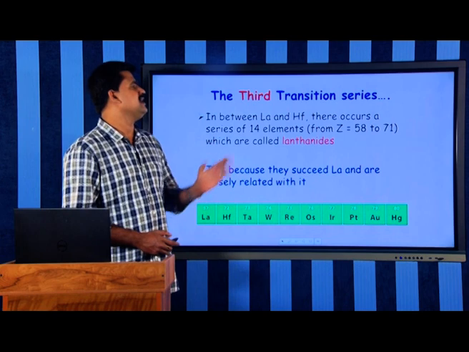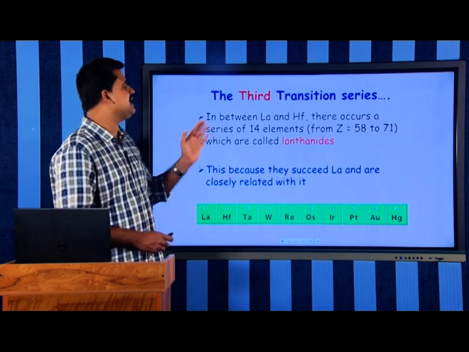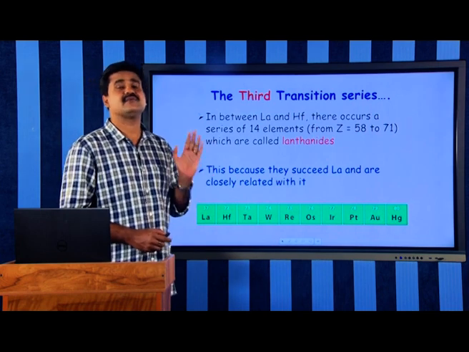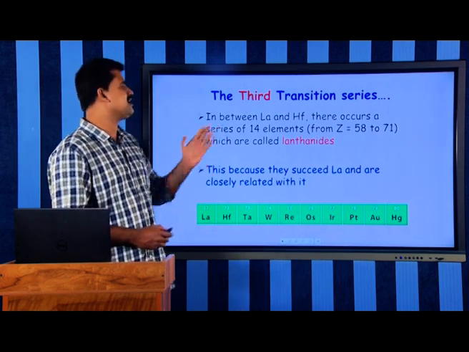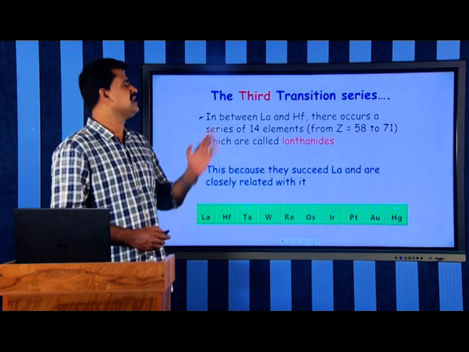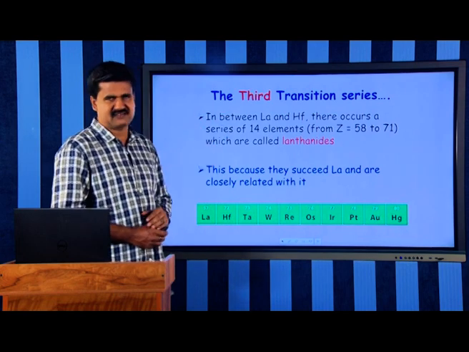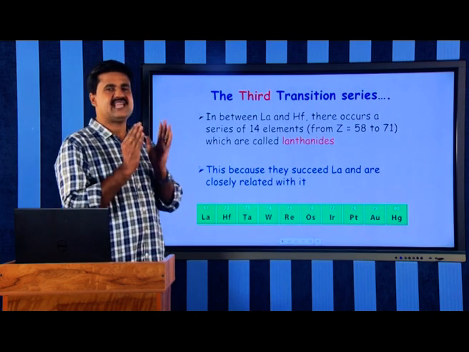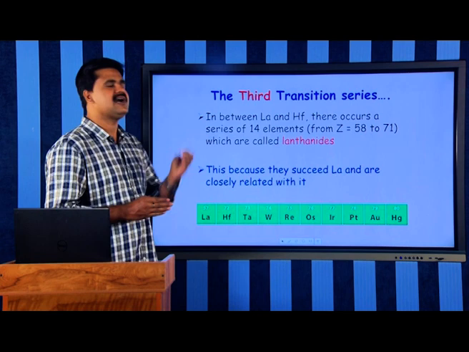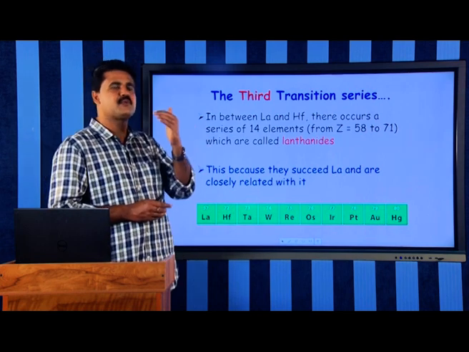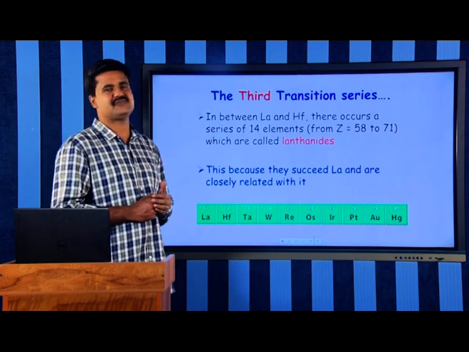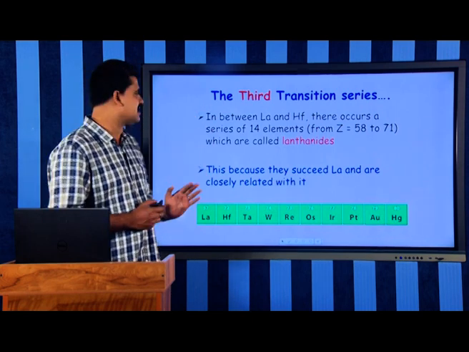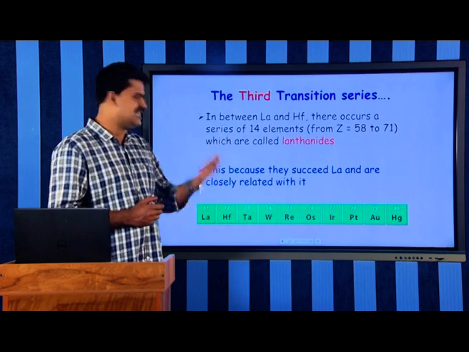In between lanthanum and hafnium, there occurs a series of 14 elements. These elements have atomic numbers ranging continuously from 58 to 71. These elements are called lanthanides. That is, the elements coming after lanthanum have properties more or less similar to those of lanthanum and are known as lanthanides. That is, lanthanides are the succeeders of lanthanum.